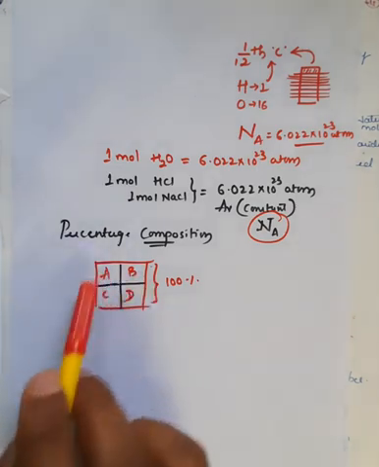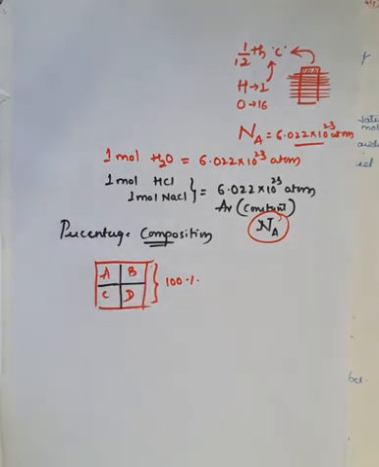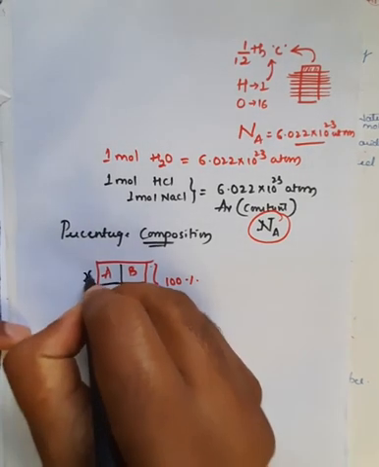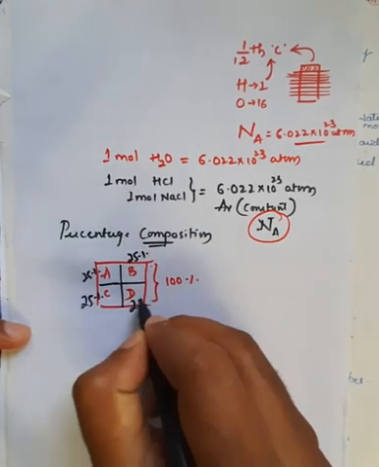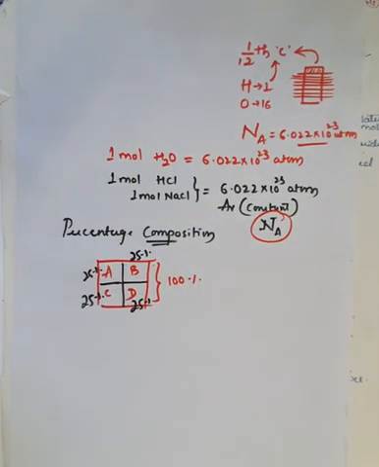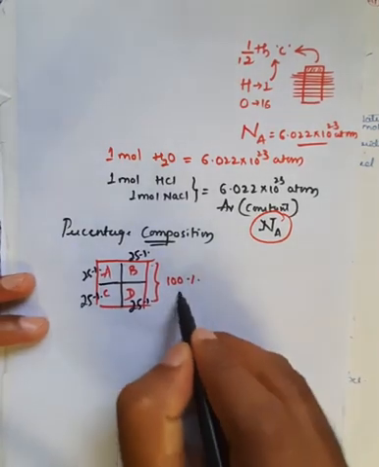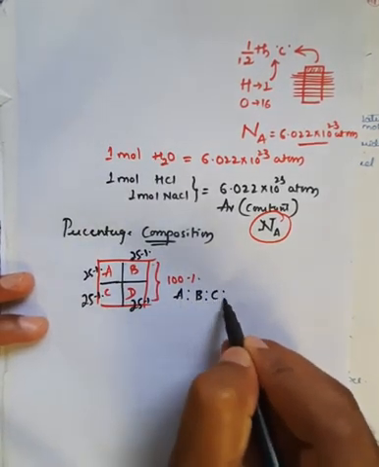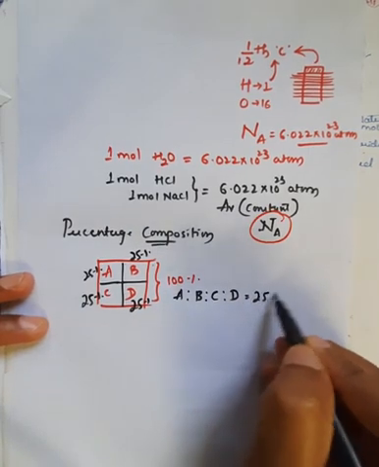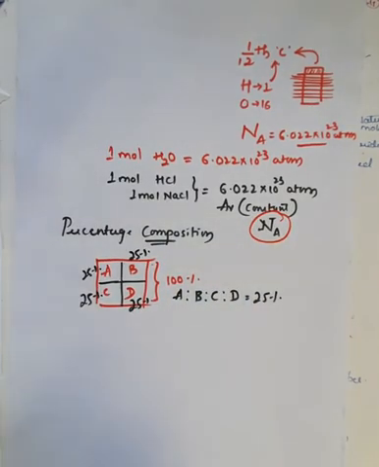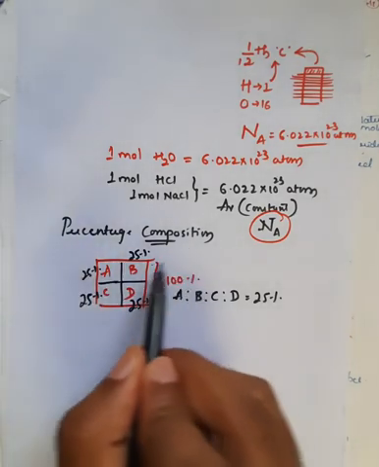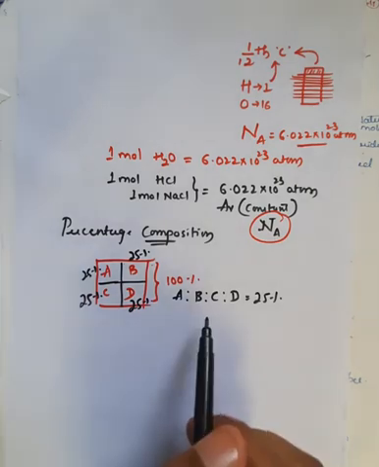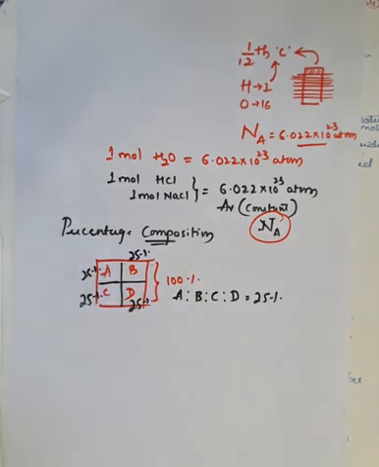Since it is a square, it is equally divided, so A consists of 25%, B consists of 25%, C consists of 25%, and D consists of 25%. So A, B, C and D are all in the ratio of 25%. This is recognized as percentage composition. Percentage composition means, in the overall composition, what is the percentage of a particular material or substance.